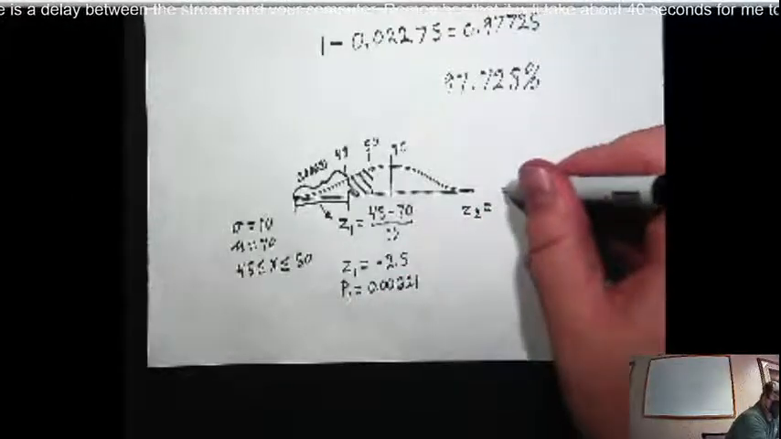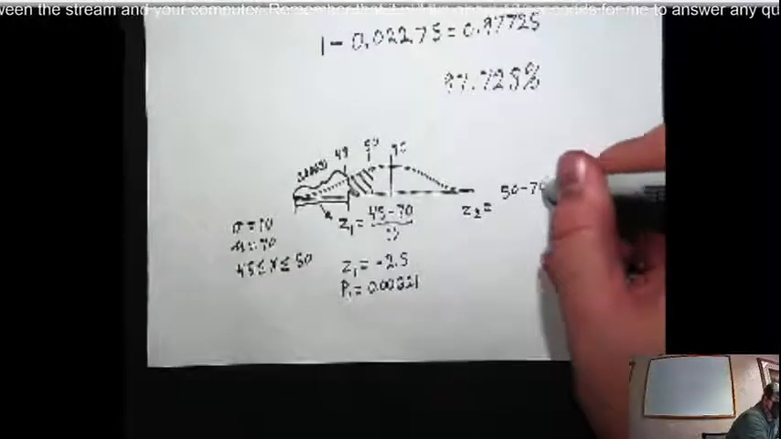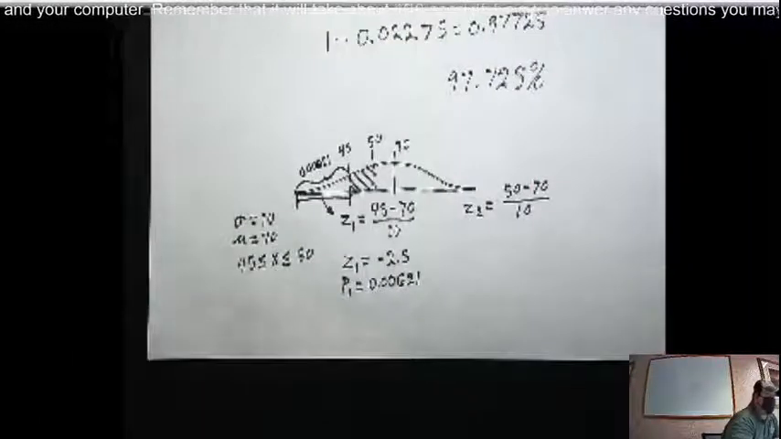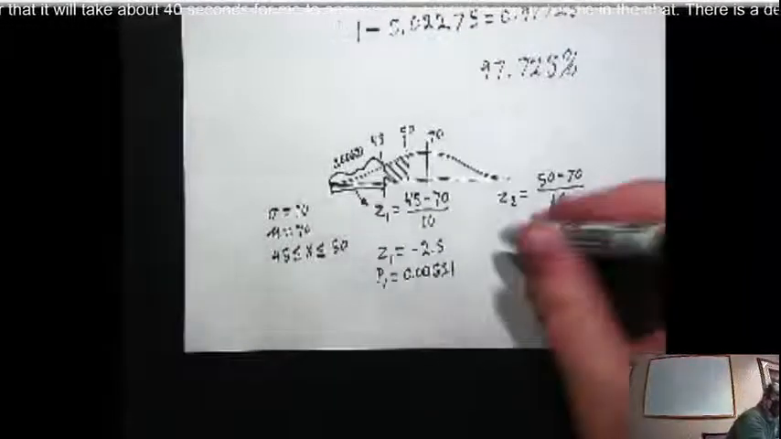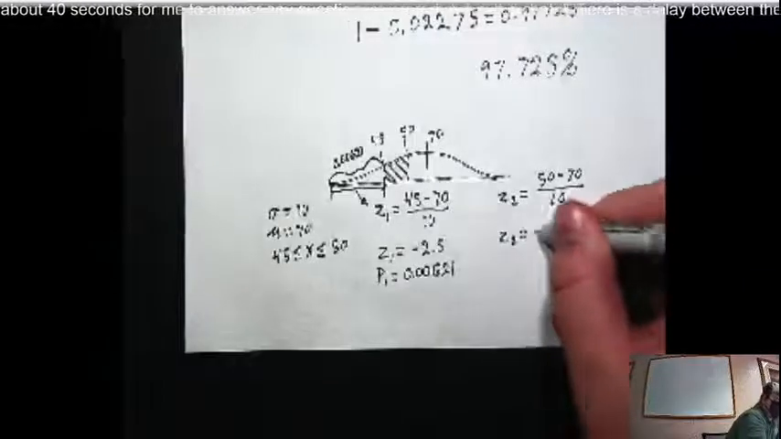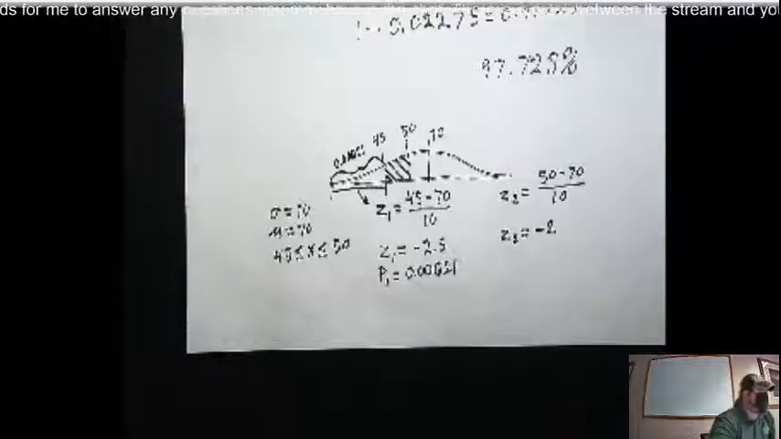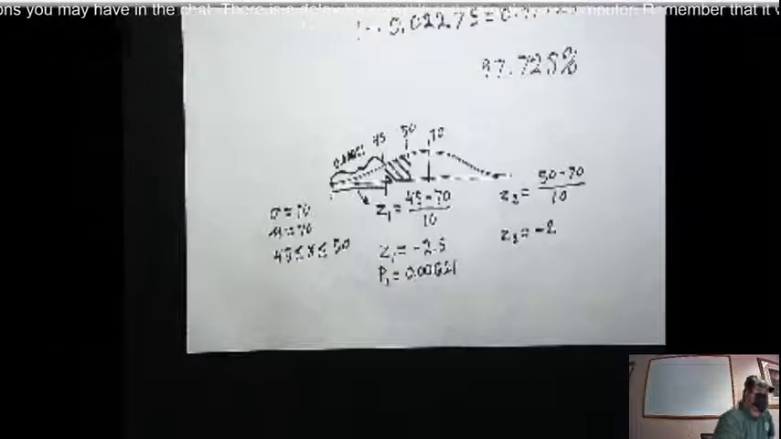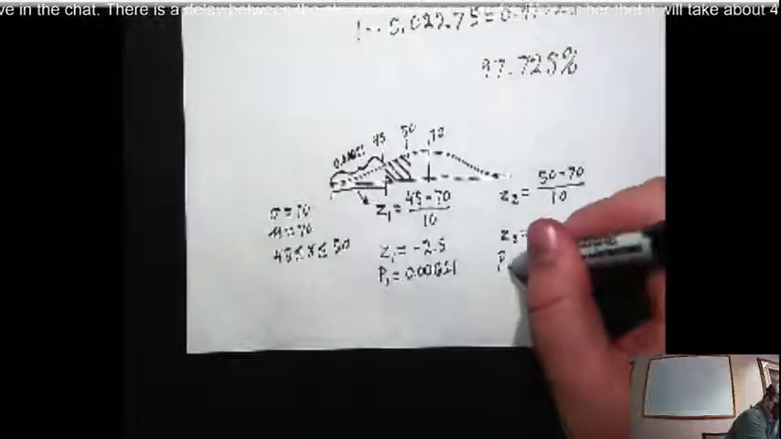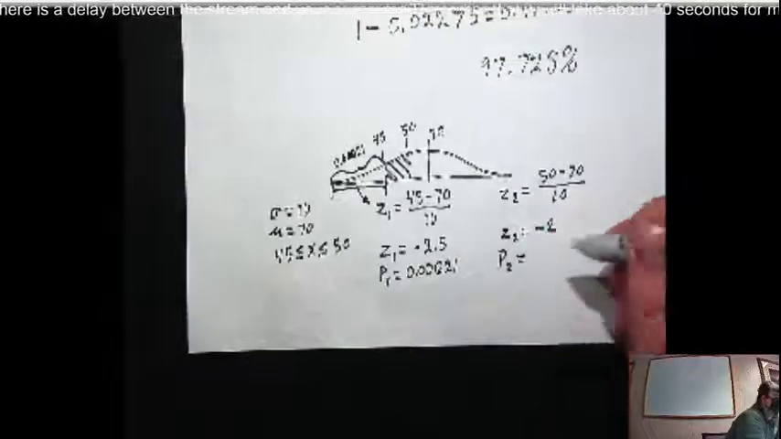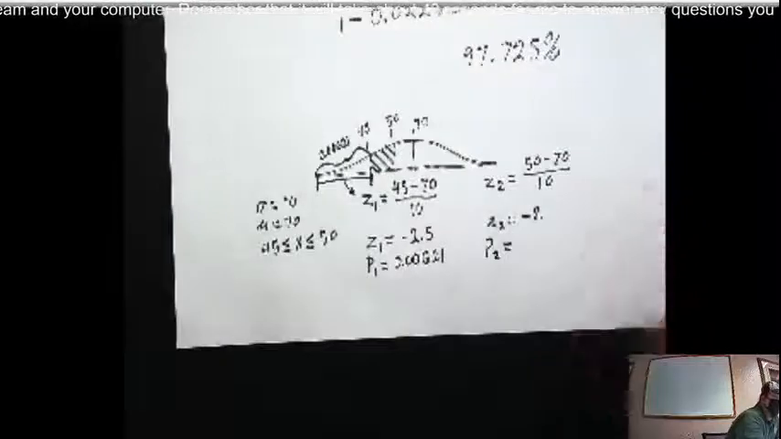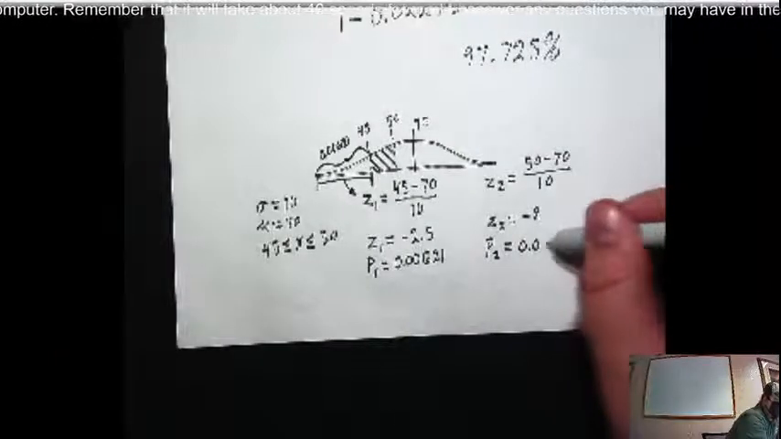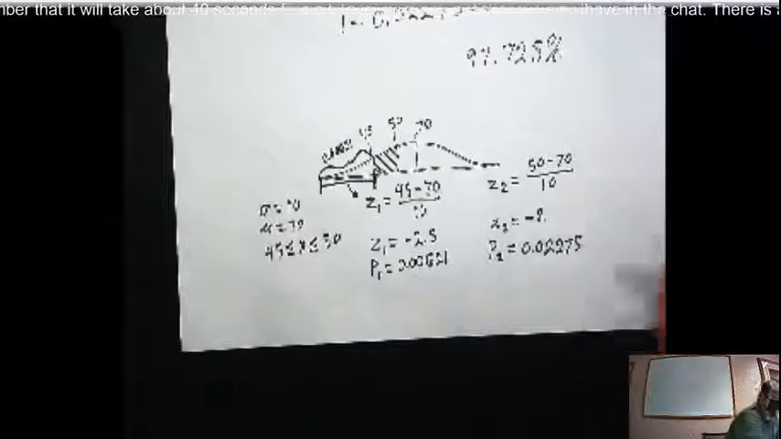And it's 50 minus 70 over 10. Well, we've actually already done this up here. We know what it is. Z2 is negative 2. So we look up that probability. And the probability for 50, so the probability that something's going to be in this entire area back behind 50, is 0.02275.